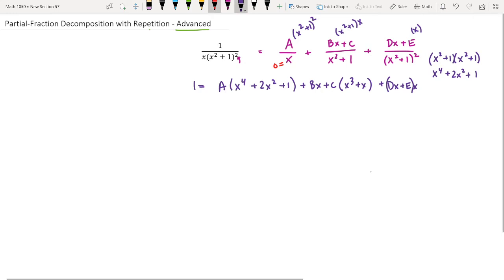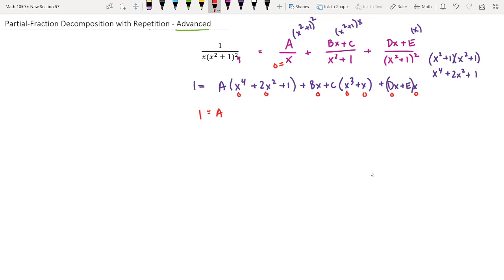All right, so let's go ahead and test this first one here at 0. So if I put 0 into all of my x's, and that includes these Bx's and these Dx's and such, I'm wondering what's going to happen here. So that's going to eliminate these two, but it's going to leave me with 1. So I'll do A times 1, and let's write it a little more algebraically that way. Equals 1.